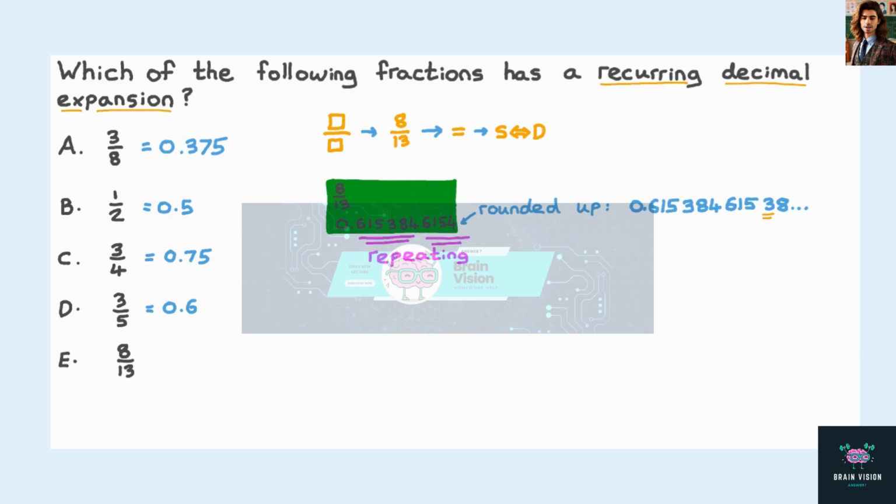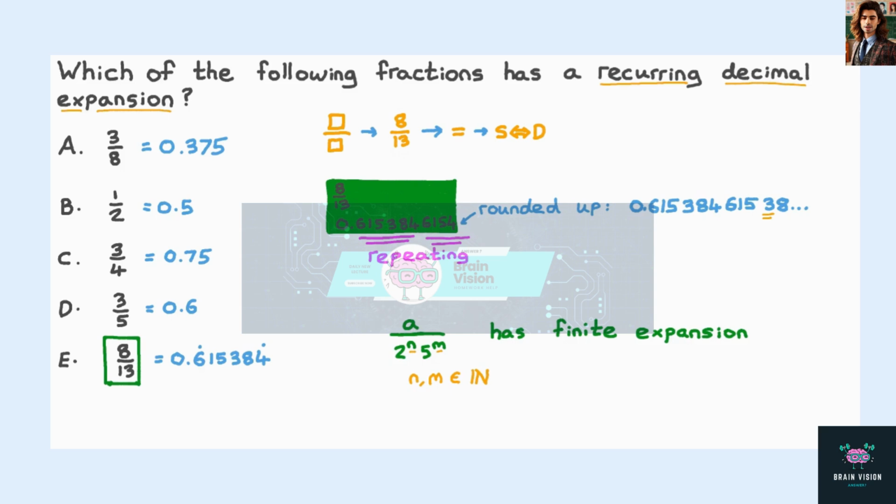However, the final digit of the calculator's display is rounded up. In fact, the first 6 digits of the expansion are repeating. We can represent this using the dot notation for repeating expansions. We place a dot over the first and last repeating digit. In either case, we see that only option E, 8/13, has a repeating decimal expansion.